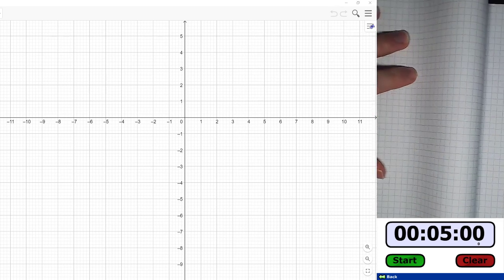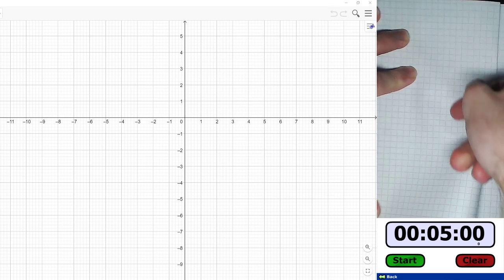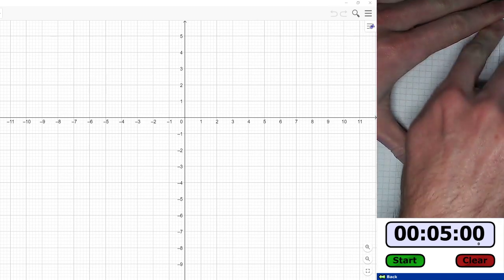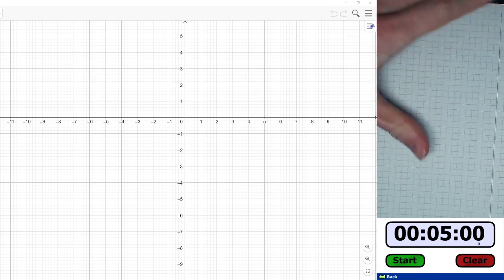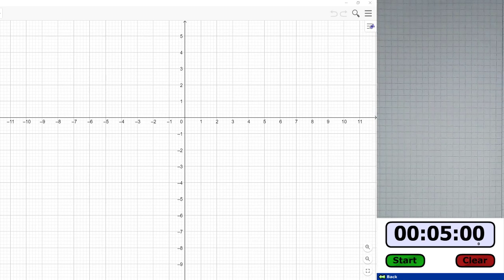Right, we're going to be doing some work to do with parallel and perpendicular lines. Now, the parallel part of things, we're not going to focus too much time on because the parallel part of things is actually really, really straightforward. We're going to spend a little bit more time thinking about perpendicular lines. Okay? Right, we're all good. Let's get started.